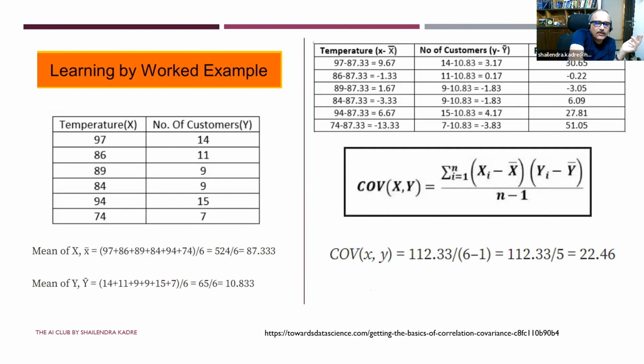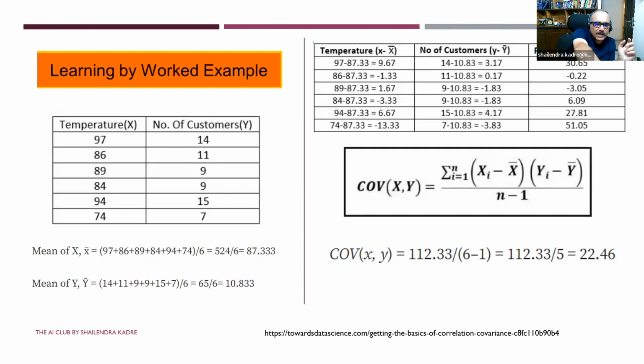Now mean of y. Y is what? My number of customers. So again I add 14, 11, 9, 9, 15 and 7. I add up, again divide by 6. So 65 divided by 6, I get the average number of customers as 10.83. So first of all, 2 things we always have to do: find the average of the first column, find the average of the second column. Very easy. Now again 2 more easy steps you have to do.